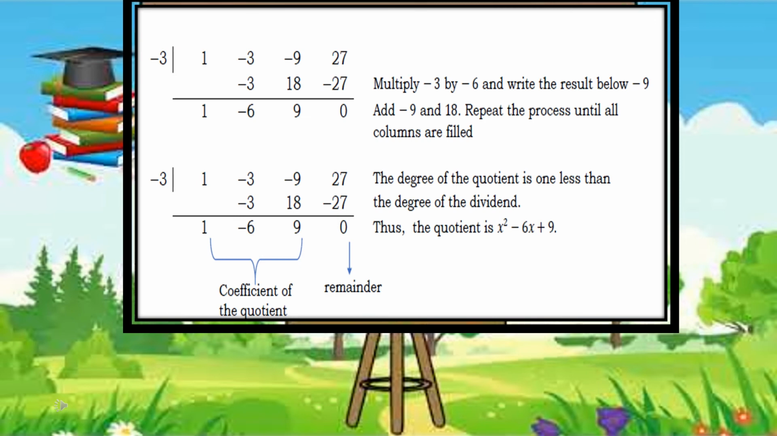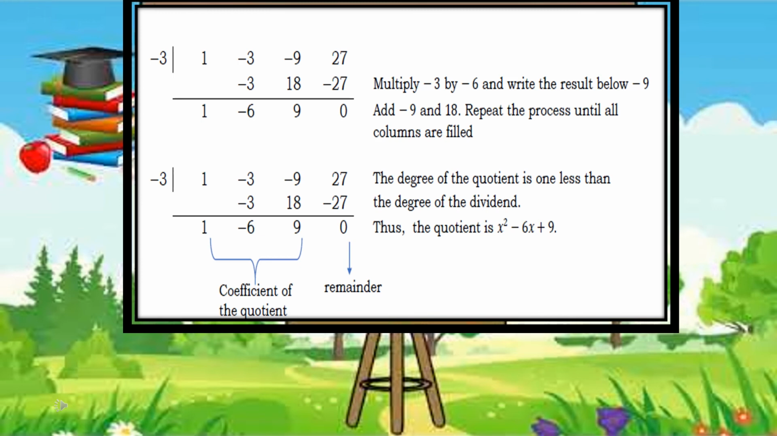After that, we're going to add negative 9 and 18. The answer is positive 9. The next step is we're going to multiply 9 by negative 3. That will give us negative 27. If we add that, the answer is 0. So the degree of the quotient is less than the degree of the dividend. Our answer here is 1, negative 6, 9, and 0.